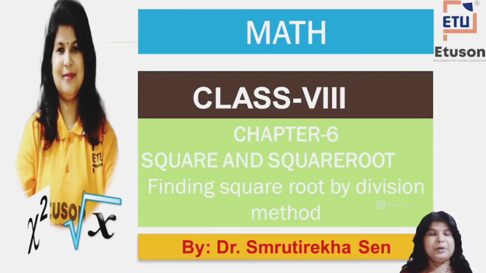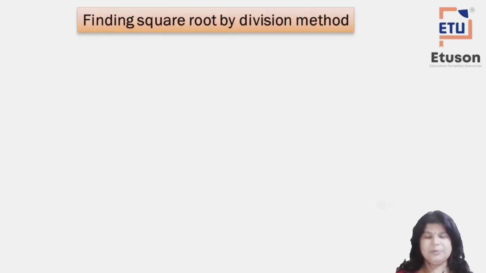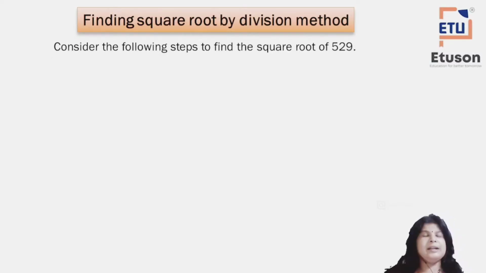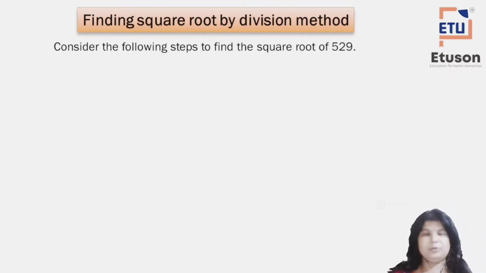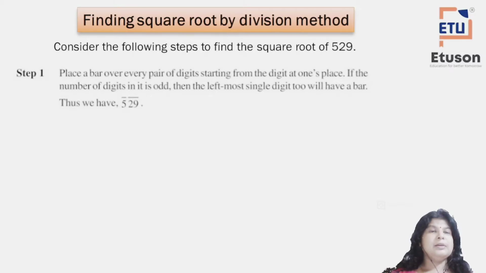So today we are going to learn how to find out the square root by division method. So how to do it? For that, let us consider a number 529 whose square root we have to find out. So what is step 1? Place a bar over every pair of digits starting from digit at 1's place. If the number of digits in it is odd, then the leftmost single digit too will have a bar.